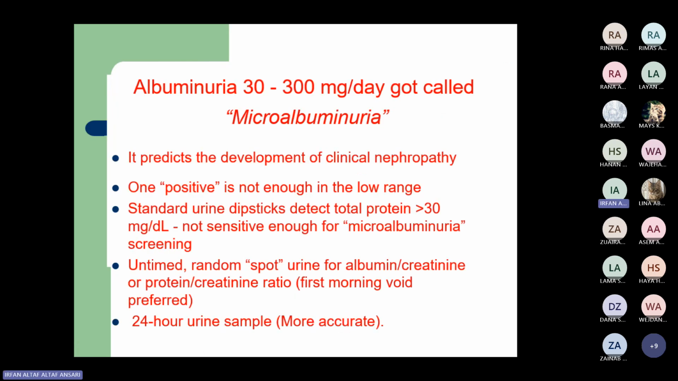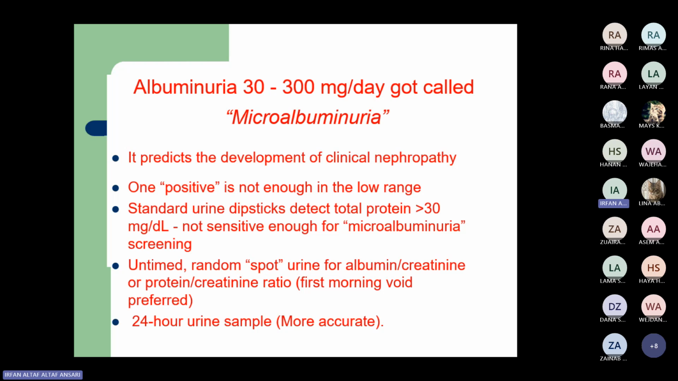So albuminuria in a range of 30 to 300 milligram per day is called microalbuminuria. So how do you calculate this? You give your patient a jar and ask him to collect the urine for 24 hours. He has to discard his first morning urine. He doesn't have to collect that. After that, he starts collecting his urine in that jar until the next day morning urine.